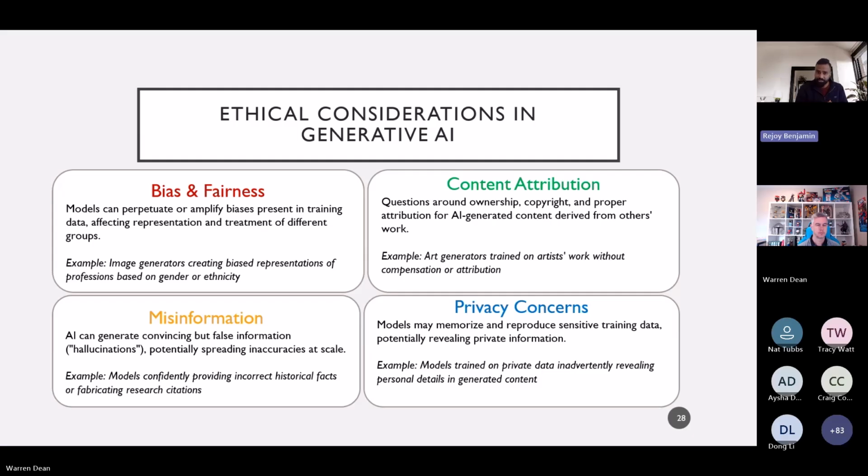Some of the ethical considerations, and this is very important because a lot of us use AI in our everyday space. So one of the things is bias and fairness. Obviously we need to understand that because this is trained on some sort of pre-training data set, there might be some sort of bias and fairness issues in place.